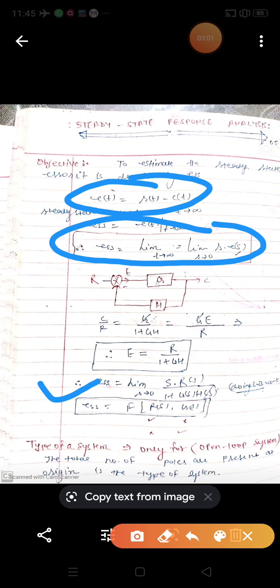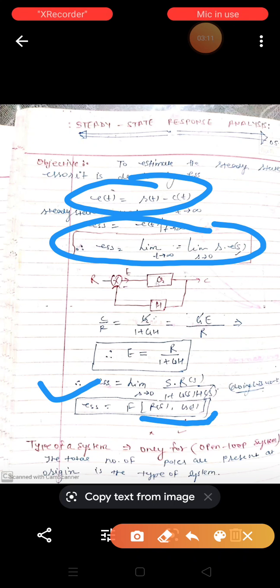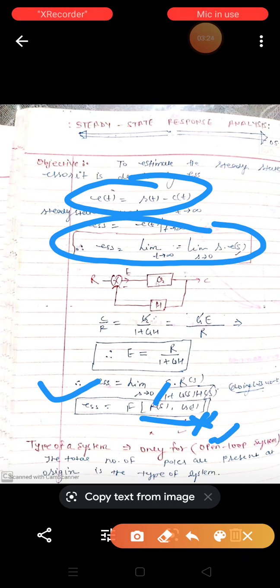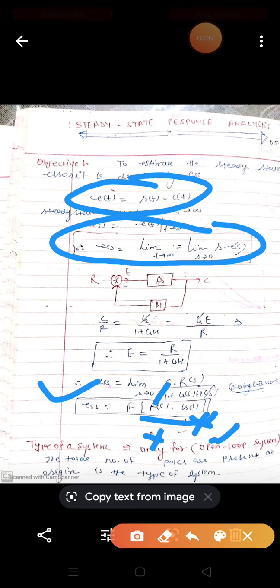Then I apply the final value theorem, e_ss is equal to the same function. In that function, I got e_ss as a function of two parts, R(s) and G(s). So the error is the responsibility of either R(s) or G(s). There are two possibilities: either R(s) is doing its work fine and G(s) is not working, or G(s) is doing its work fine and R(s) is not working. Based on that, the steady state analysis can be done. Hope you get the introduction of the steady state error.